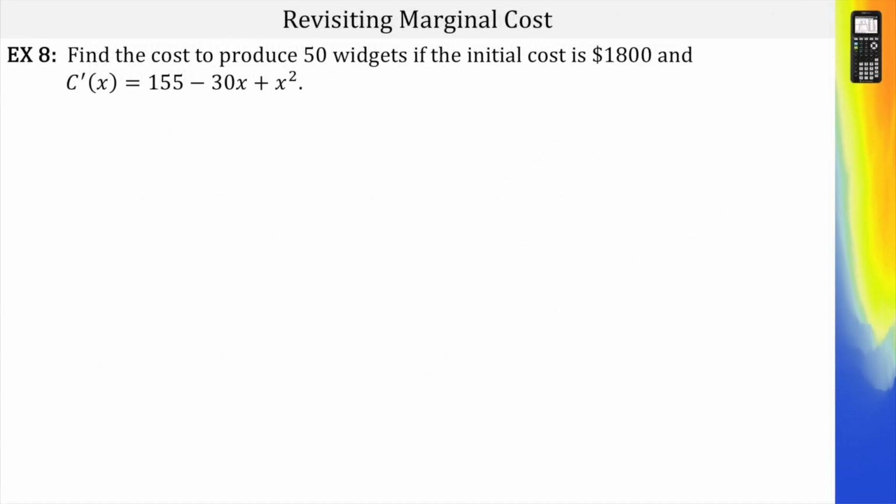Okay, let's revisit marginal cost. That's the cost at the margins, maybe the cost to purchase one more or to make one more little widget or something. It says find the cost to produce 50 widgets if the initial cost is 1,800 and c prime of x equals 155 minus 30x plus x squared.